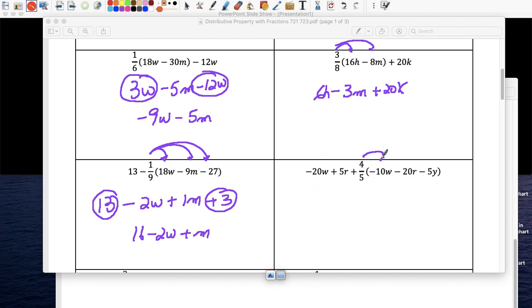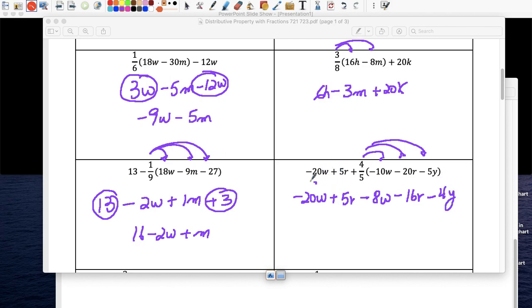The distributive property happens here. Right, so before we do anything, we have to take care of the parentheses. So negative 20w hangs out, 5r hangs out, and then we do this. 4/5 times negative 10w is negative, and that's going to be 8w. Positive times a negative is a negative again, and then that's going to give me 16r. And then positive times a negative is a negative, and that's going to give me 4y.